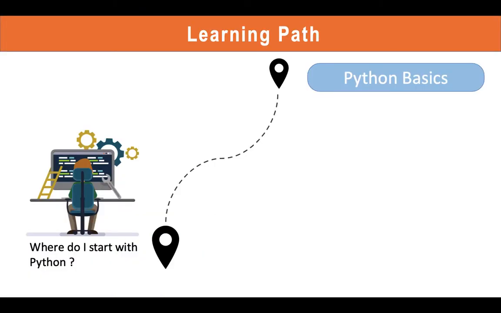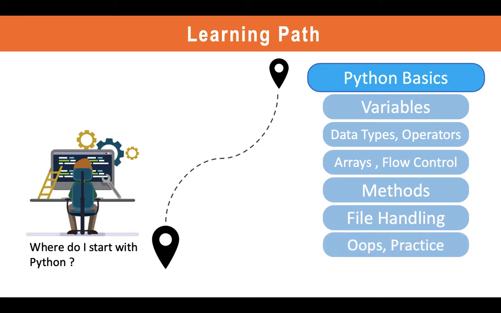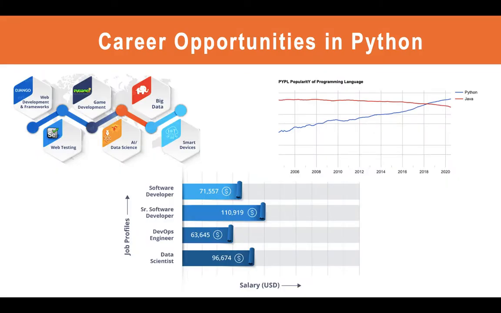Okay, so in the 2 days we'll be going through Python basics, and then there are assignments too for you to complete. Variables we'll be discussing, the data types and operators, in a common discussion: what do you know about the basics and what you should know about the basics, that's it. Arrays and flow control, their methods, file handling, and object-oriented programming and its practices. Then what are the career opportunities in Python you will have in the coming years? You can have them in AI, data science, big data, game development, web, smart devices, IoT kind of things, okay? And web development and frameworks, even. All right, moving ahead.